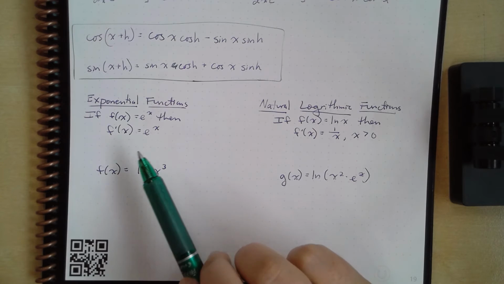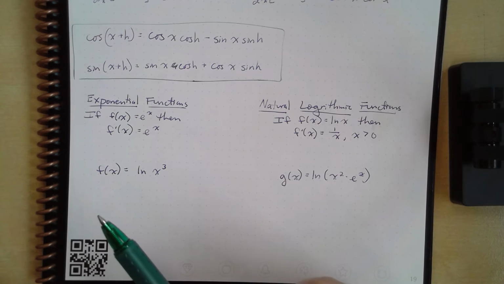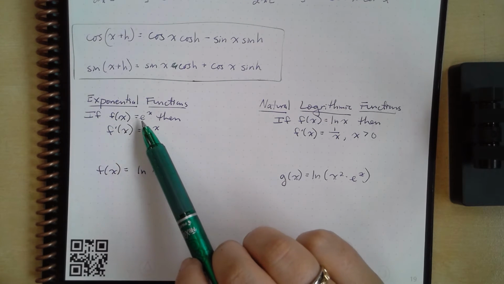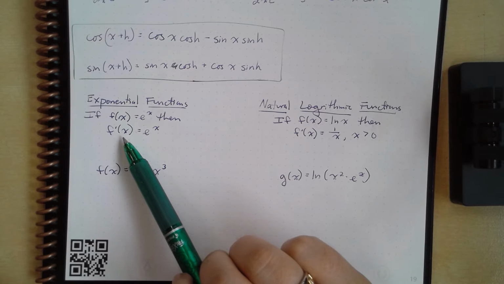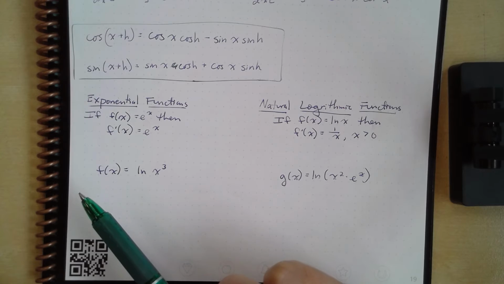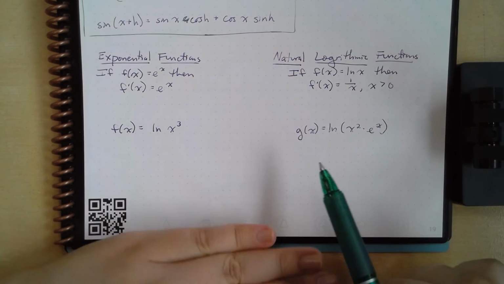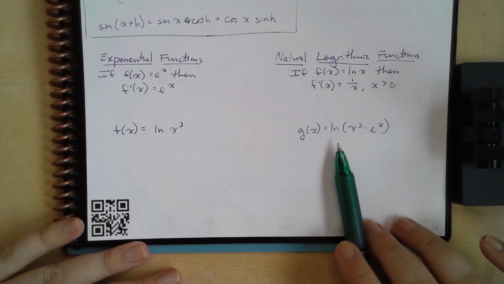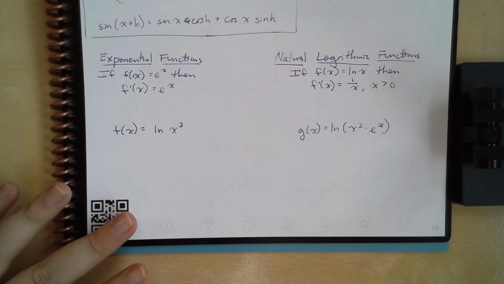The exponential function is actually the easiest derivative to do. If f of x is equal to e to the x, then f prime of x is e to the x. That's it. It's the exact same thing. So I've got two examples here. One is just natural log and the other incorporates both.